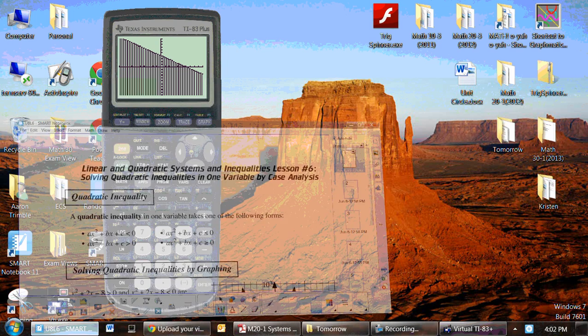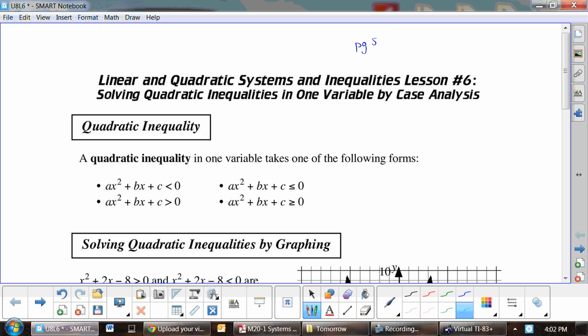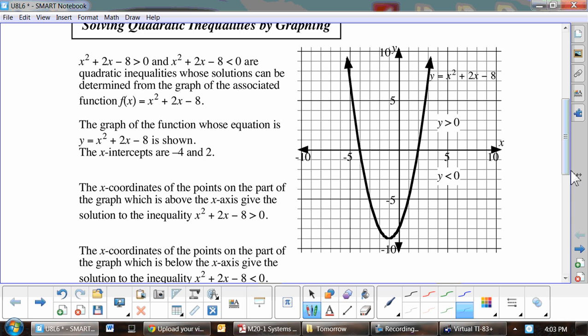So if we open up lesson number 6 now on page 535, we're solving quadratic inequalities in one variable by case analysis. One variable means we're just going to have x's, and we're going to find out what case analysis is in the lesson. So if we look at this graph here, it is the graph of y is equal to x squared plus 2x minus 8.